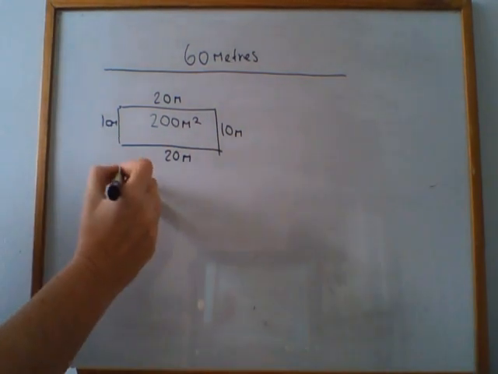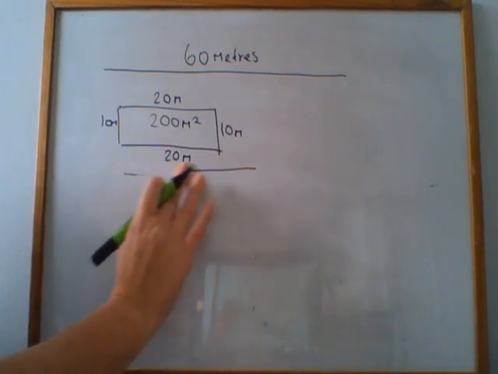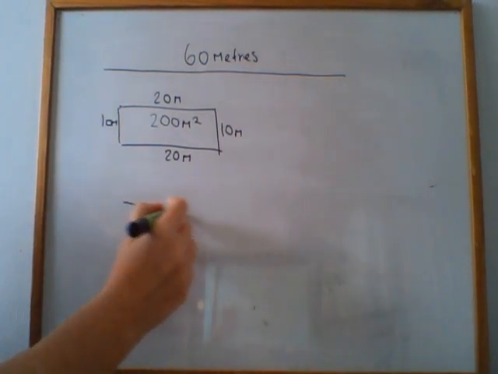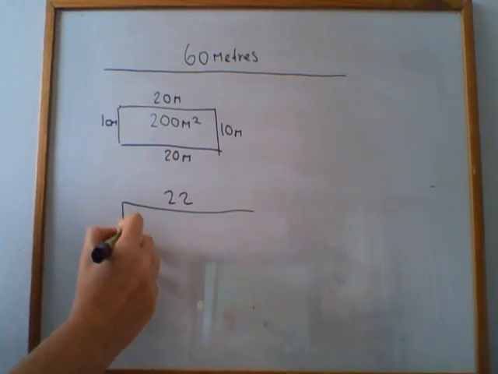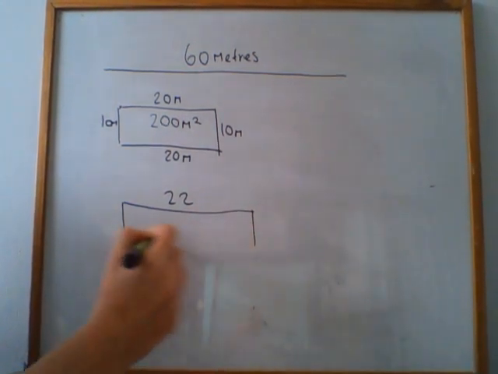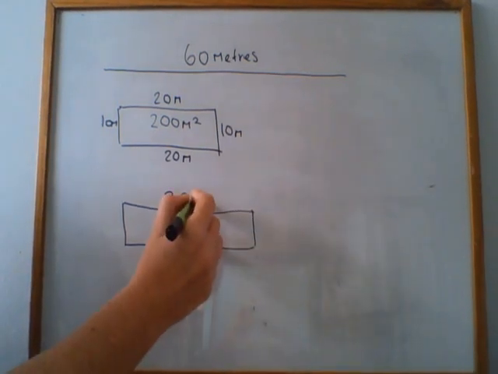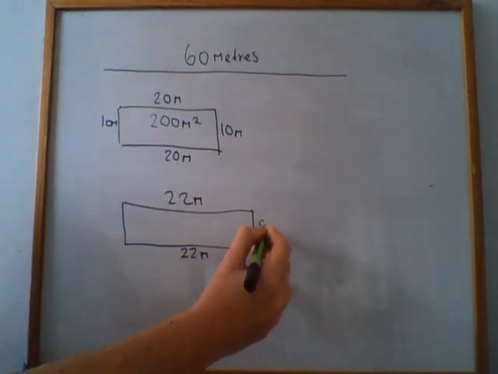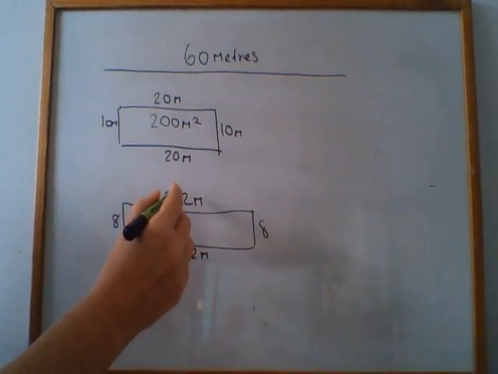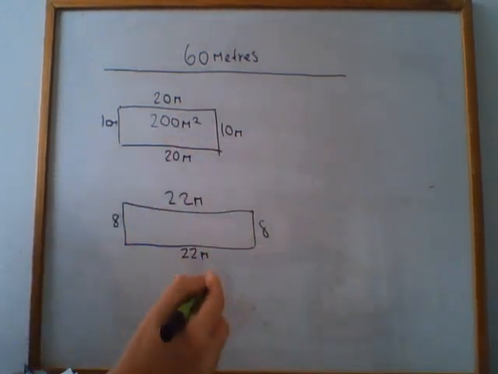What about if I make it a bit longer? If I make it 22, does this make my area bigger? Let's have a look. So 22 on the top, 22 metres here, which makes 44, which will leave me with 8 here and 8 here. 44 and 16 is 60. So I've got a perimeter of 60.